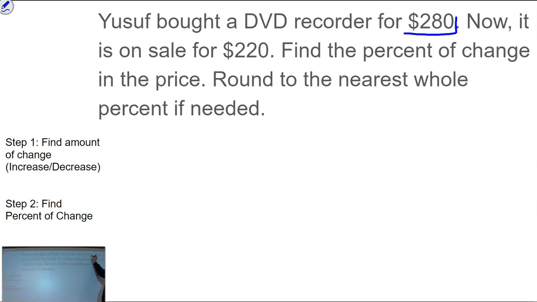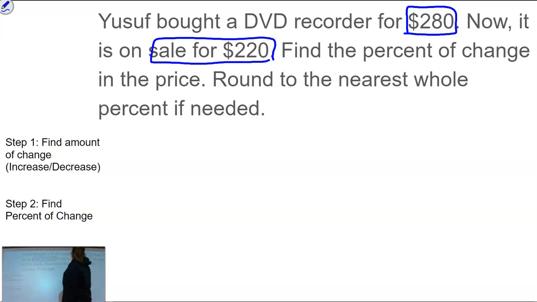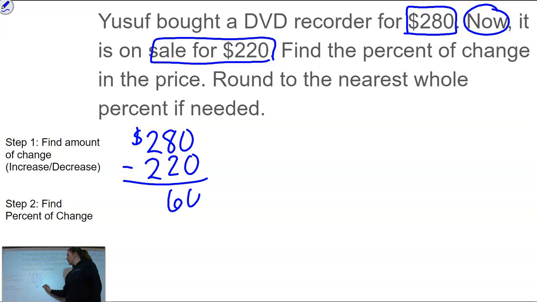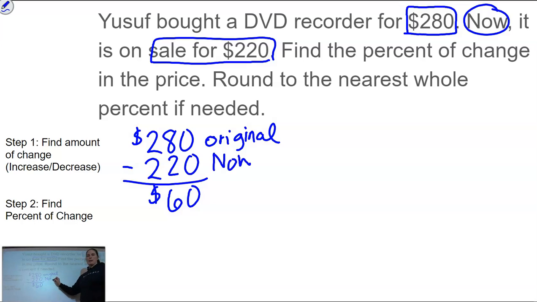So I see 280. He bought that, but now it's on sale for $220. So that's now. So let's go ahead and find the change. I do $280 minus the $220. So this would be the change, and this would be $60. Did it increase or decrease, right? So this is what it was, so this is the original. And the 220 is the now.